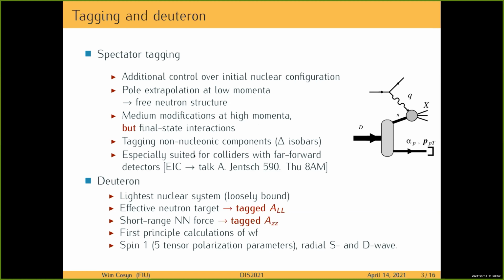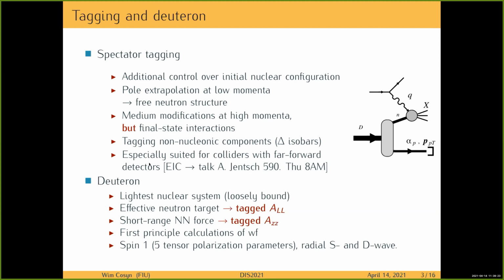This is done at fixed target experiments, for instance at Jefferson Lab, the BONuS experiment, but it's especially suited for colliders with far-forward detectors, because then the spectator nucleon is still moving forward with half of the momentum of your initial nucleus, so it's easier to detect. I'd like to advertise the talk by Alex Jentsch tomorrow morning, who will talk about detailed simulations for the EIC, and I think he will focus on the extraction of unpolarized neutron structure.